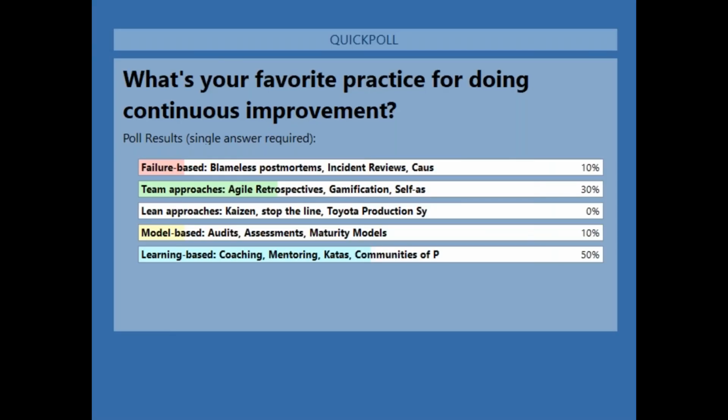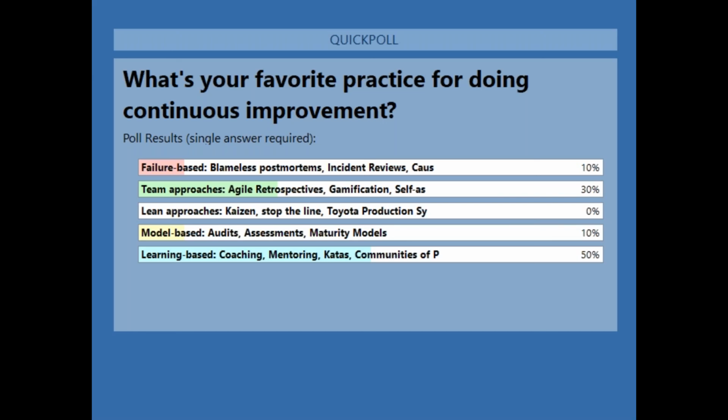Okay, Ben, can you see those results? Or would you like me to read them? I can't see them, so if you can tell them to me. Of course. The learning-based option came up on top with 50%. Second was team approaches at 30%. And then a third place tie at 10% for failure-based and model-based.